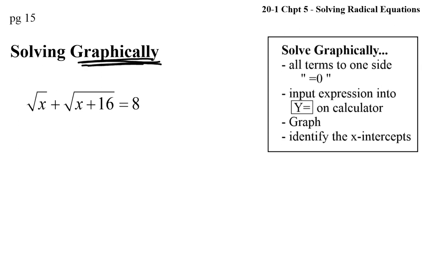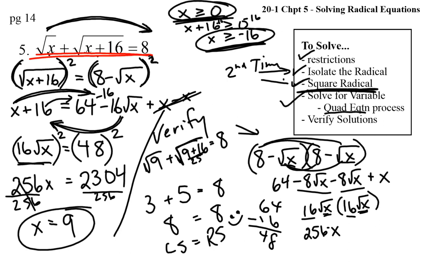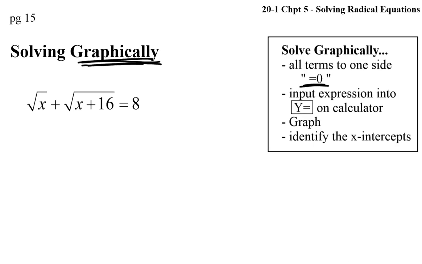First thing, we always have to have everything to one side, so it has to equal 0. Now, this is on page 15, but I'm going to solve graphically the question we just did. We just solved this, and we figured out that x should equal 9. So let's see if we can get that graphically. Everything has to be on one side, as always, because we're going to plug into our y equals on the calculator. So I'm going to move the 8 over.